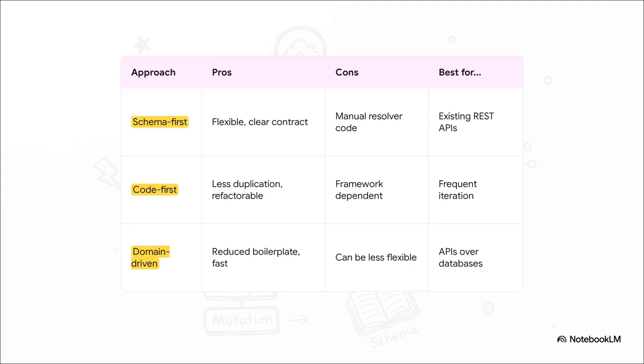Schema first is awesome, because you get that crystal clear contract up front, perfect if you're trying to put a GraphQL layer on top of some old REST APIs. The catch? You often have to write a ton of manual resolver code, which is the logic that goes and fetches the data. Code first is a lifesaver on big projects that are changing all the time. And domain-driven, that's all about raw speed, cutting out tons of boilerplate to get a high-performance API up and running fast. There's no single right answer here, just the best tool for your specific job.